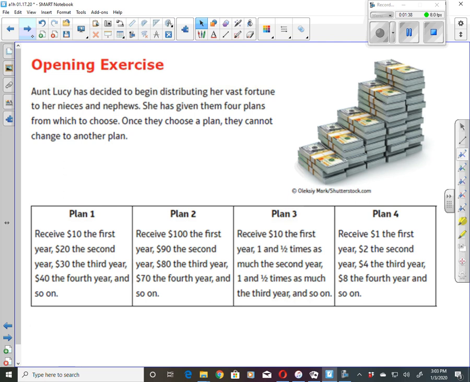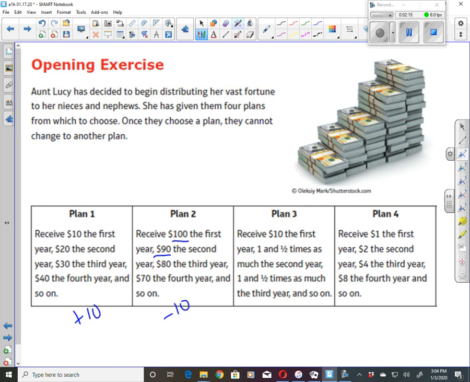So take a little bit of time and figure out how much money you would make if you received $10 in the first year, 20 in the second, 30 in the third, 40 in the fourth, and so on. In other words, we're adding plus $10 a year to our fortune, right? Plan 2 says we want to receive $100 in the first year, 90 in the second, 80 in the third, and so on and so forth. In other words, we're going to lose $10 a year, but we're starting out with a higher amount.